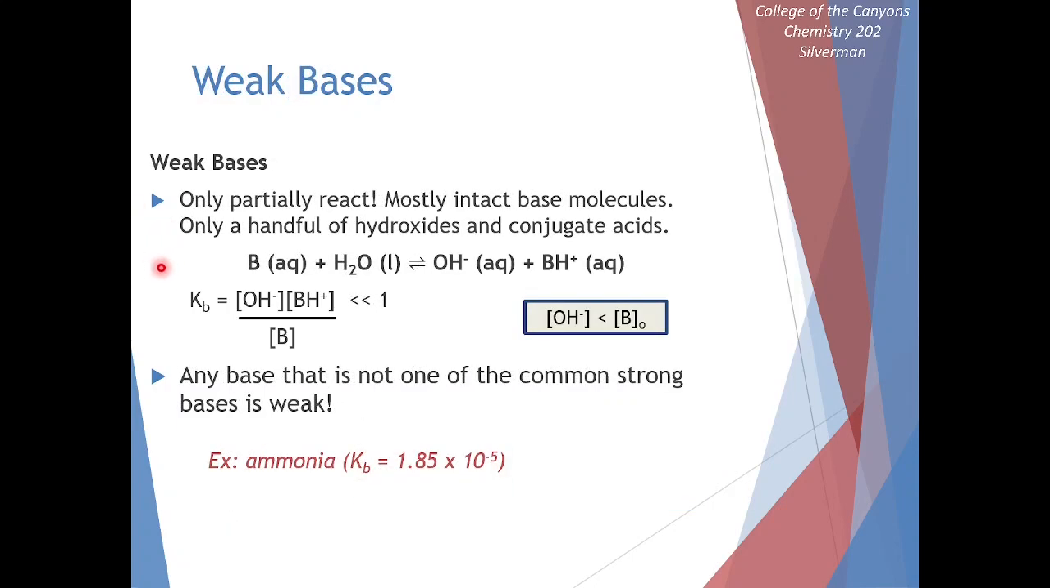We have our similar strategy for weak bases. Here's a generic weak base, again reacting with water to produce its conjugate acid and hydroxide. For weak bases, these only partially react, and they reach some equilibrium where we have the Kb value some tiny fraction less than 1, which means the amount of original base is much larger than the amount of products that get to form. Once again, most of our bases are going to be weak, and if it's not one of those common strong bases, we can assume that we have a weak base.